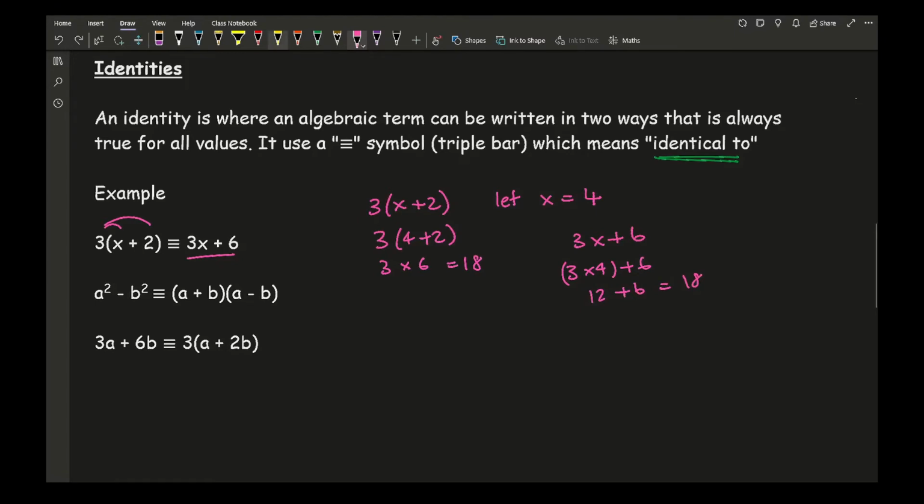And you can see there that my two answers are exactly the same, even though I've taken one side as being this and the other side as being that. So whatever values you substitute in, whether it's the left hand side or the right hand side, they both should give you the same answer. But the biggest notable difference between what makes an identity stand out is definitely this triple bar equal sign, which should automatically ring alarm bells in your head, saying, right, that is definitely an identity.